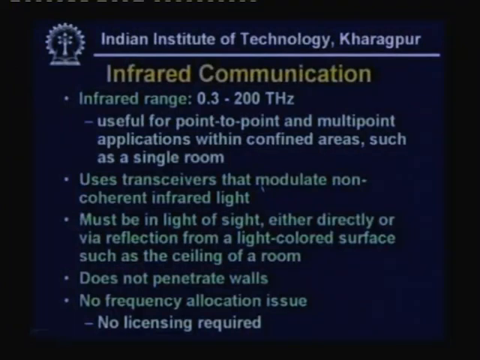Finally, comes the infrared communication in the range of 0.3 to 200 terahertz. It is very useful for point to point and multi point applications within confined areas such as a single room. Here it uses transceivers that modulate non-coherent infrared light. In this case also, since it is light, it has to be line of sight either directly or via reflection from the light colored surface or wall, ceiling of a room.